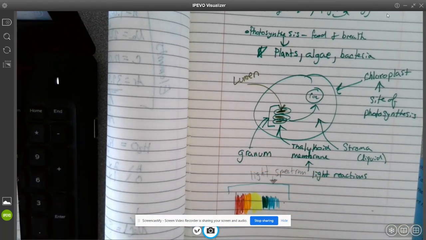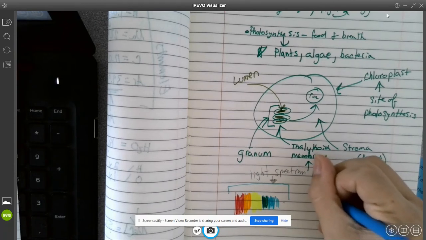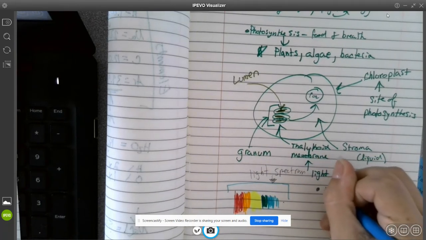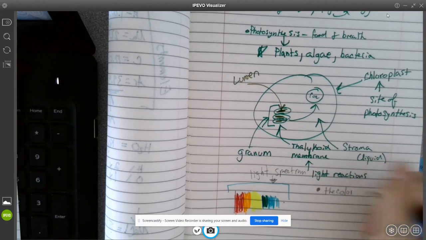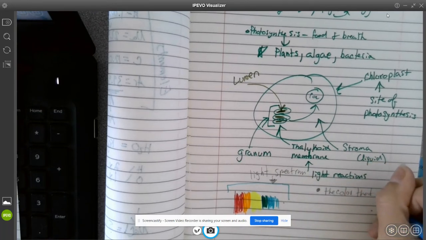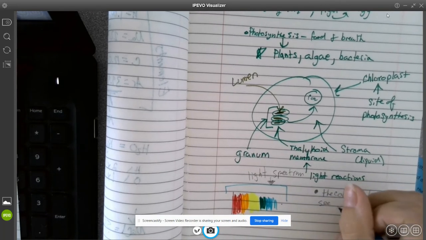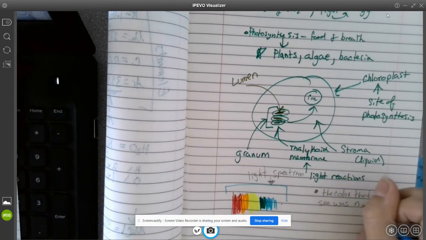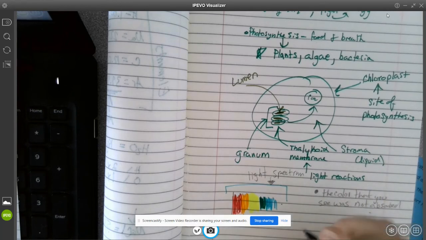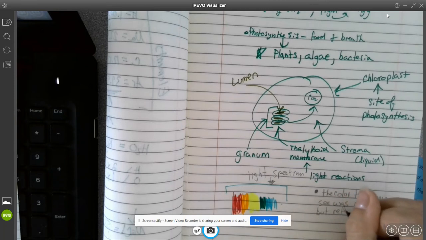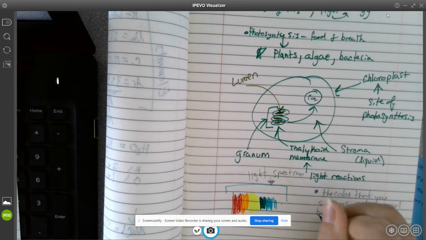So I'm going to make a note off to the side so we can kind of recall that information later. So the color that you see was not absorbed, but reflected back to your eyes.